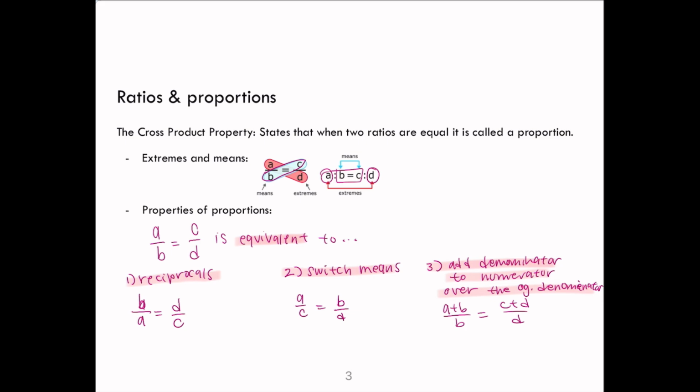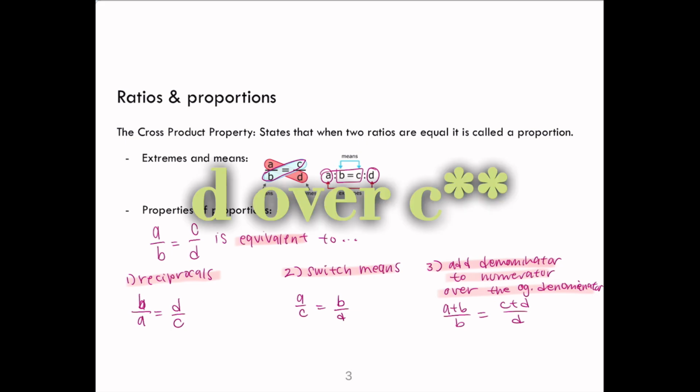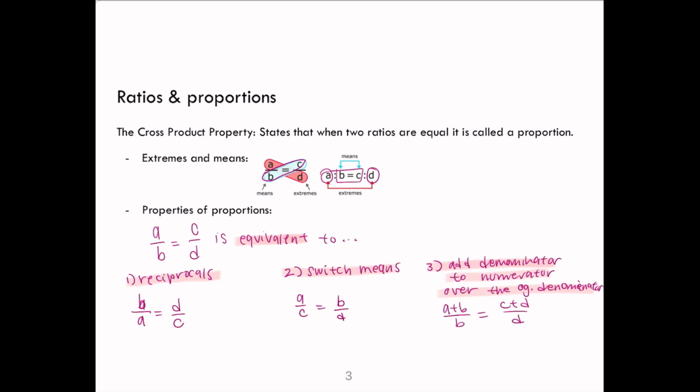So the properties of proportions are, let's say that this proportion right here, A over B is equal to C over D, can be equivalent to when you write it as reciprocals. So B over A is equal to C over D. When you switch the means, which we know is B and C, so A over C is equal to B over D. Or when you add the denominator to get the numerator and put it over the original denominator. So when you do A plus B over B is equal to C plus D over D, this proportion is equivalent to this original proportion.